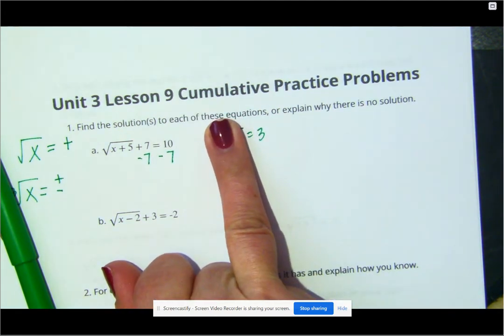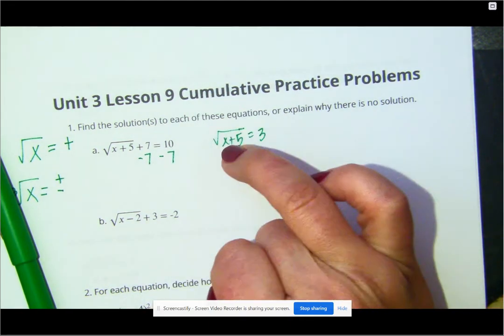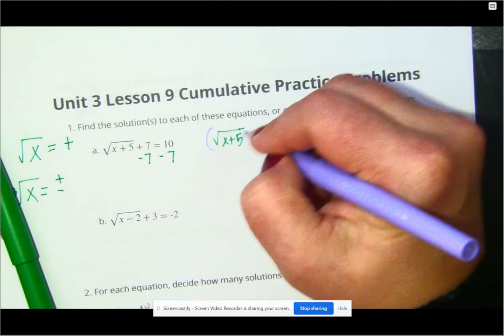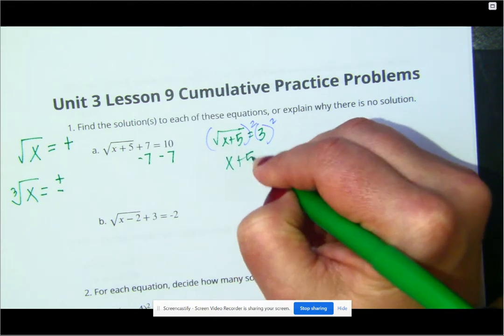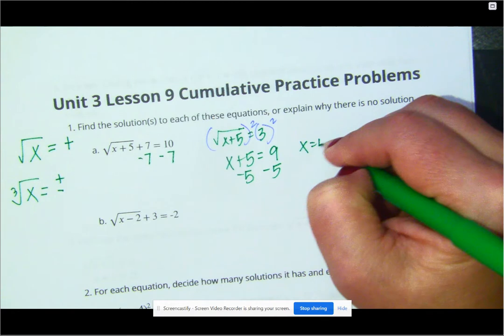The square root of what number is 3? 9. So to make that 9, that needs to be 4. Okay, but I'm going to do the procedures. So to undo square root, I'm going to square both sides. So I get x plus 5 equals 9. Subtract 5 from both sides, x equals 4.